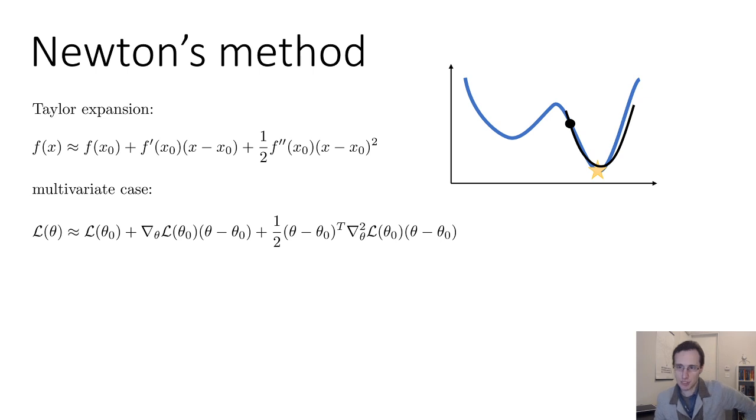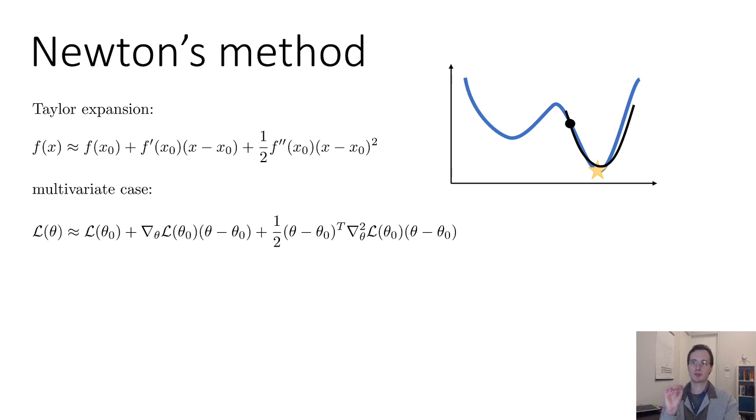And of course, you can do the same thing in the multivariate case. If you have a multivariate loss function L theta, you can approximate it as L theta 0 plus the gradient at theta 0 times theta minus theta 0 plus 1/2 theta minus theta 0 transpose times the Hessian times theta minus theta 0, right? So you have a linear term and a quadratic term. In this case, you're approximating your function L theta with a quadratic bowl, a multivariate generalization of a parabola.